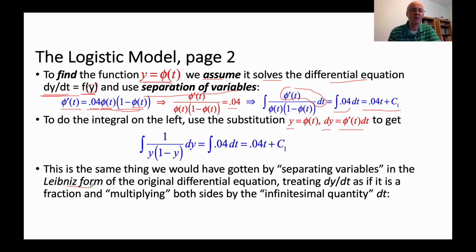Note that if we use the Leibniz form of the original differential equation, we're going to get the same thing when we separate variables. This is why it's called separation of variables. Here's what I mean. Start with dy dt equals 0.04 times y times 1 minus y. Try to get all the y's on one side and all the t's on the other side. The d's just go with their respective variables. So you can certainly get rid of the y on the right-hand side by dividing both sides by y and also 1 minus y. And you can make the dt go on the right side by treating dy dt as if it were a fraction and multiplying both sides by dt, which is called an infinitesimal quantity.